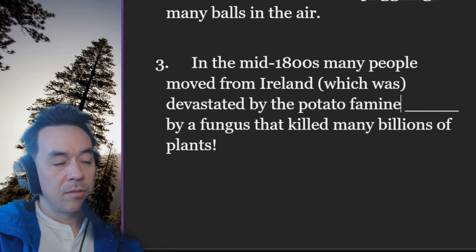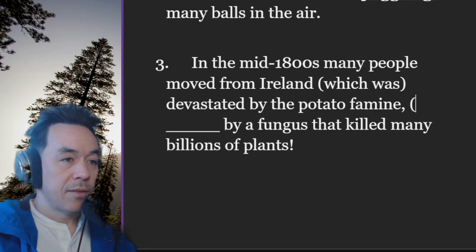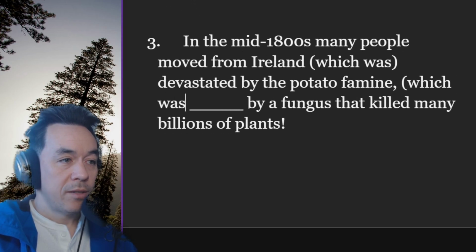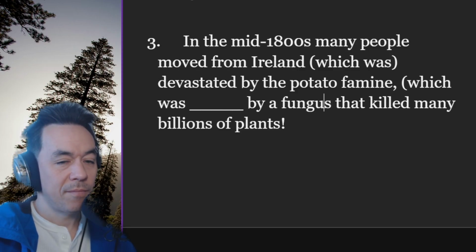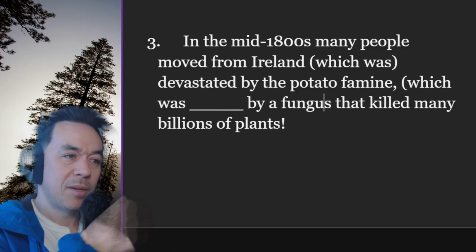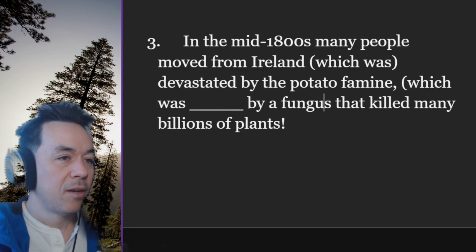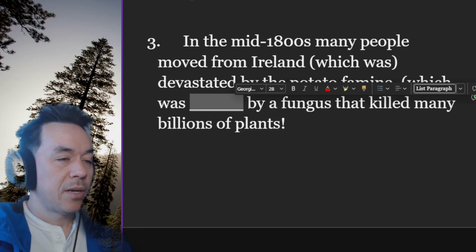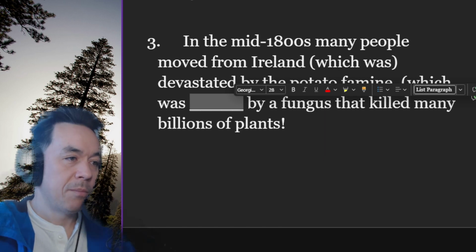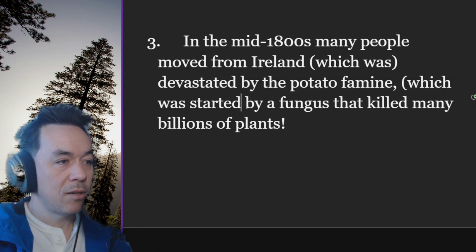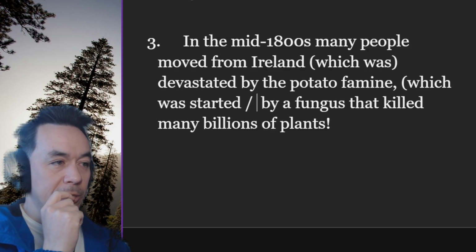And let's see, how about this one? So, and then now the famine, again, that's a noun, which was by a fungus. That means like a mushroom, tiny mushroom, bacteria level organism. So "which was by a fungus," so the famine came from the fungus, which was, I think the word could be like started by a fungus. The fungus started the famine.